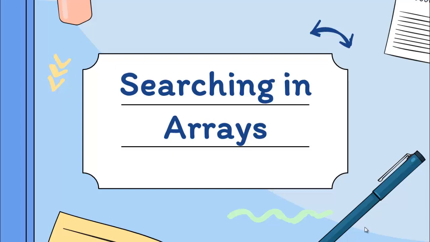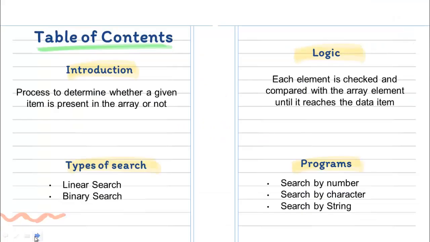Hello, today we are going to learn about searching in arrays. What is searching? That's what we are going to see in this. In this particular table of contents, we have the introduction. There is a process to determine whether a given item is present in the array or not. We will see two different types of search, linear search and binary search.